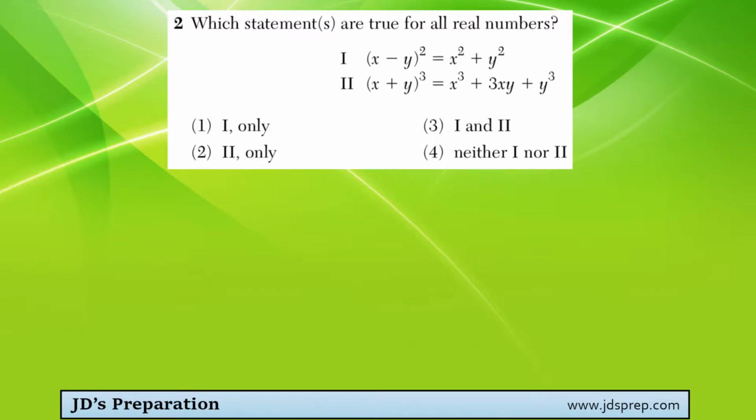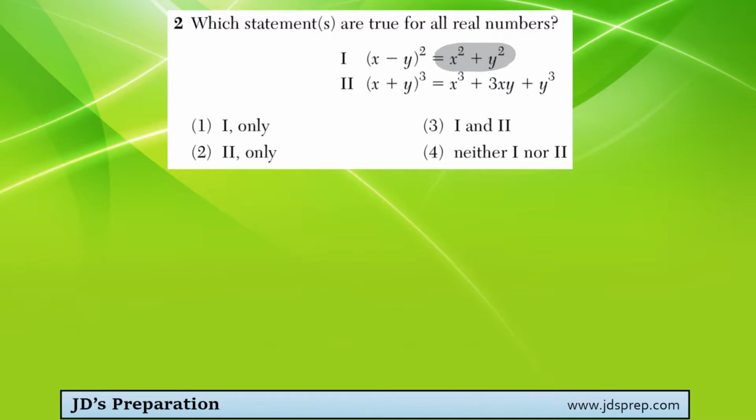All right, for this problem, we're looking at these two statements, trying to see which of them are true. So let's start with the first statement. Looking at the right side of it, this x squared plus y squared, you should know just by looking at that that it cannot be factored into something like (x minus y) squared. I mean, we can prove that this is not true for all real numbers pretty quickly just by giving a couple random values for x and y.